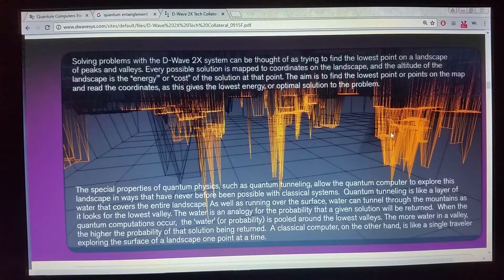Solving problems with the D-Wave 2X system can be thought of as trying to find the lowest point on a landscape of peaks and valleys. Every possible solution is mapped to coordinates on the landscape, and the altitude of the landscape is the energy or cost of the solution at that point. The aim is to find the lowest point or points on the map and read the coordinates, as this gives the lowest energy or optimal solution to the problem. The special properties of quantum physics, such as quantum tunneling, allow the quantum computer to explore this landscape in ways that have never before been possible with classical systems.